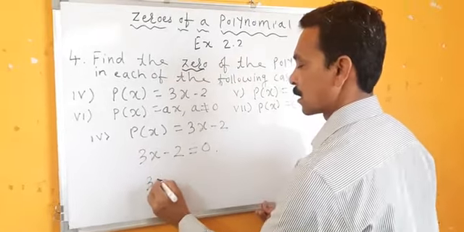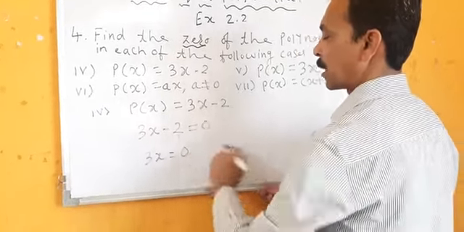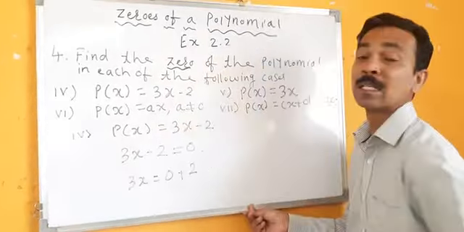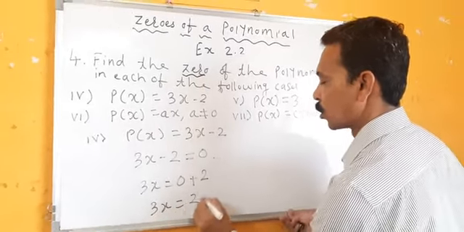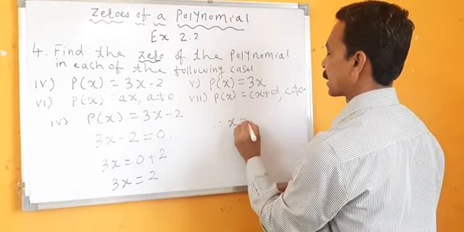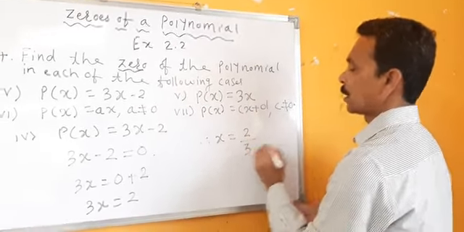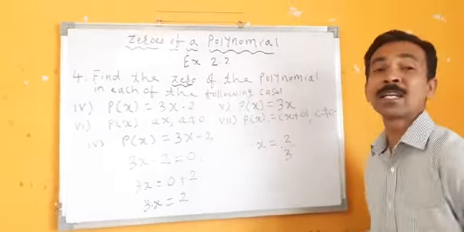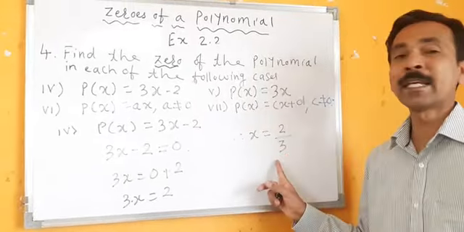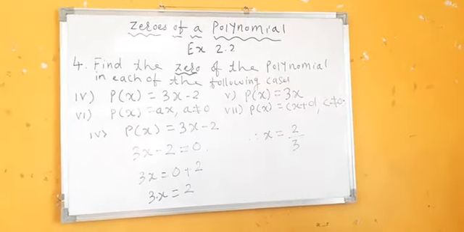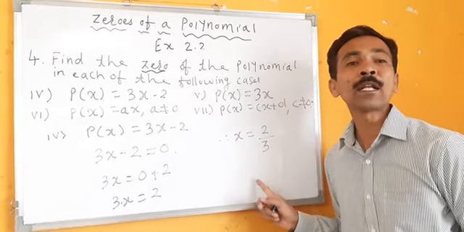So 3x is equal to 0. Minus 2 comes on the right hand side, becomes plus. Right? 3x is equal to 2. Therefore, x is equal to 2 upon 3, because 3x means 3 into x. As we have to find the value of x, 3 will go in the denominator. So, value of x is equal to 2 upon 3.